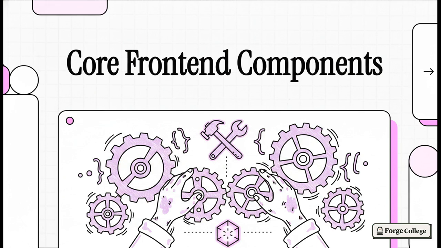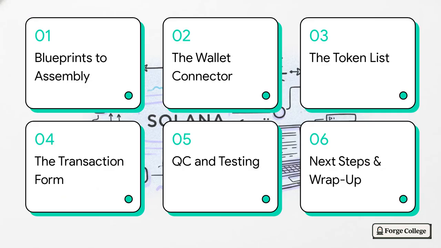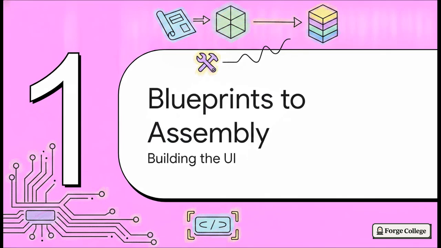We're taking those static design blueprints and machining the actual interactive gears for your front end. We're rolling up our sleeves and diving right into the code. So here's our manufacturing plan for today. We'll start with from blueprints to assembly, then look at the WalletConnector, followed by the TokenList and the TransactionForm. After that, we'll hit quality control and testing before wrapping things up with next steps. All right, let's get into it.